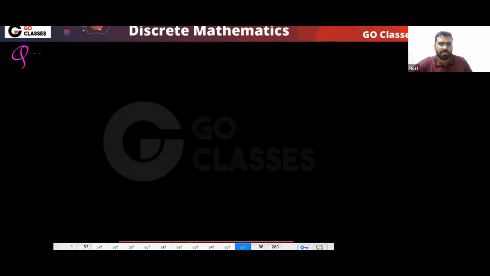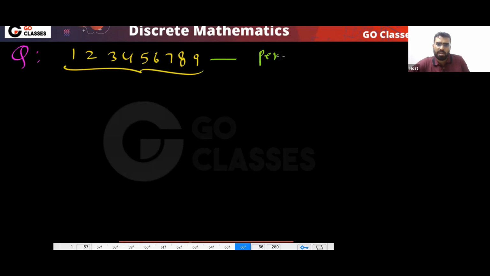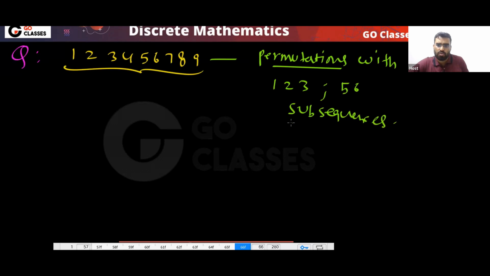One more question let me ask. Let's assume you have 1, 2, 3, 4, 5, 6, 7, 8, 9. How many permutations do you have? I want permutations with 1, 2, 3, comma 5, 6 subsequence. So what will be the answer? I want these two subsequences.